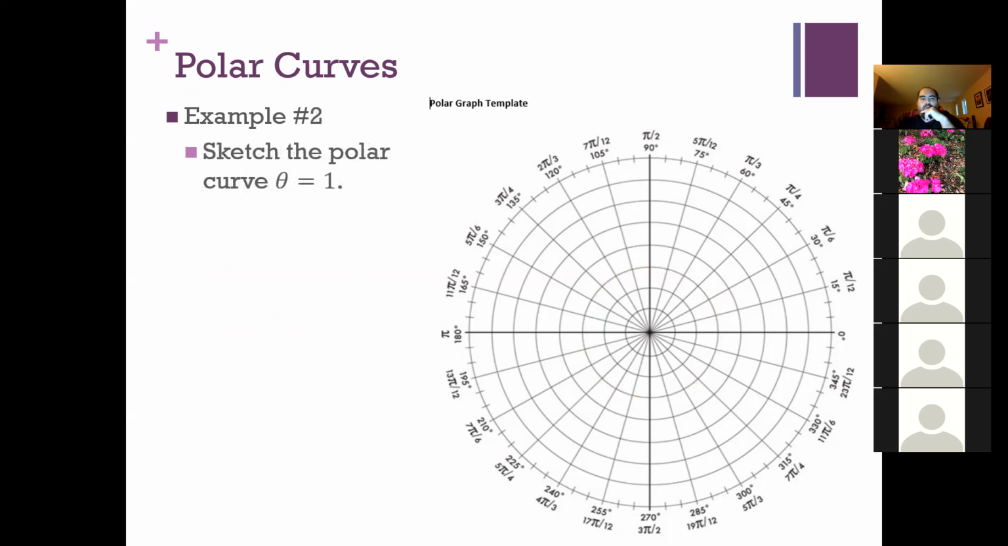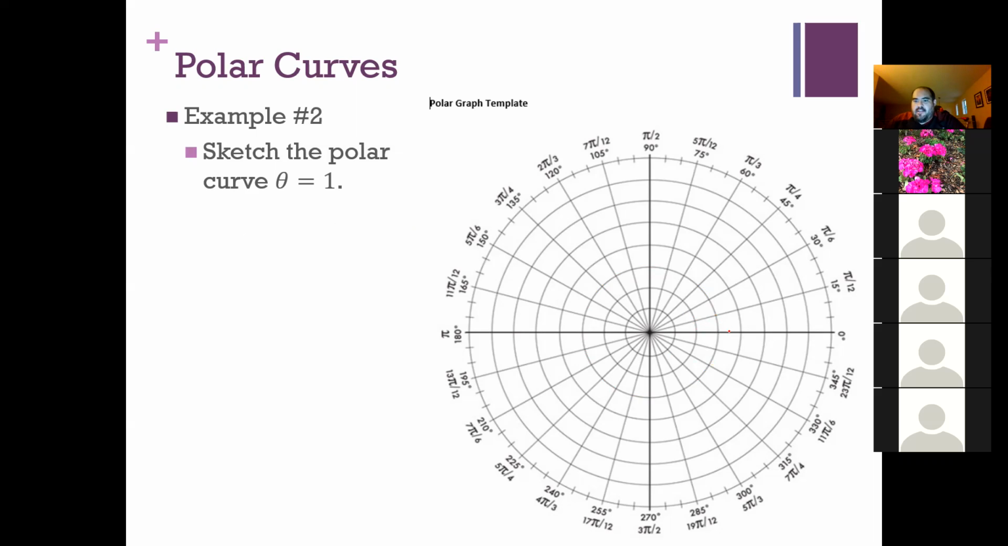Okay. Now, how about one that doesn't involve r? What does theta equals 1 look like? In polar coordinates, what does theta represent? The angle. So theta is an angle, right?